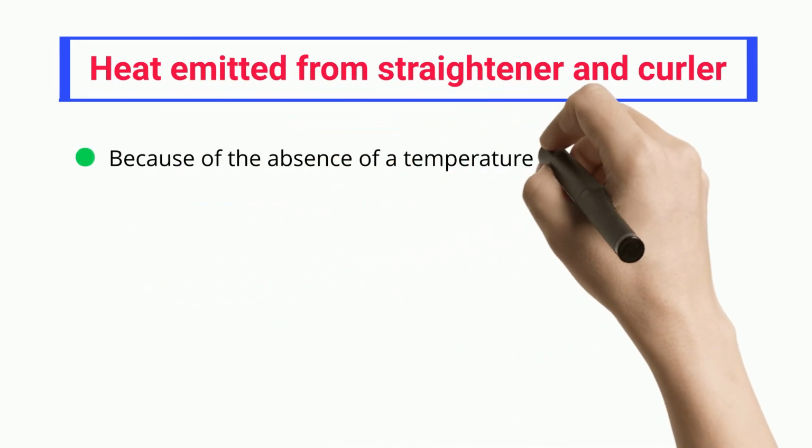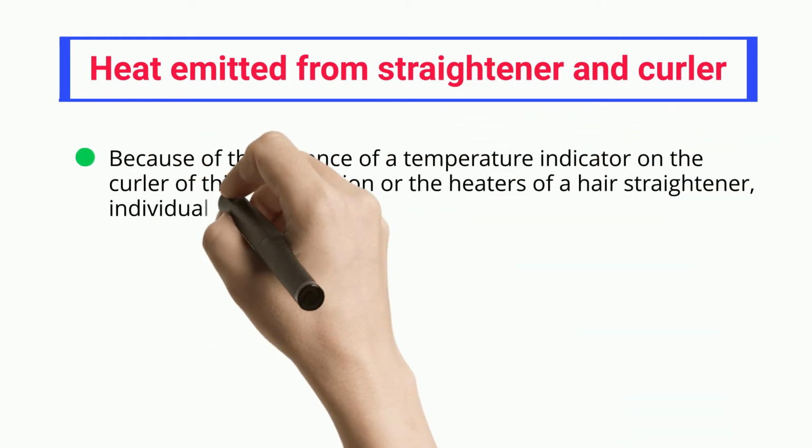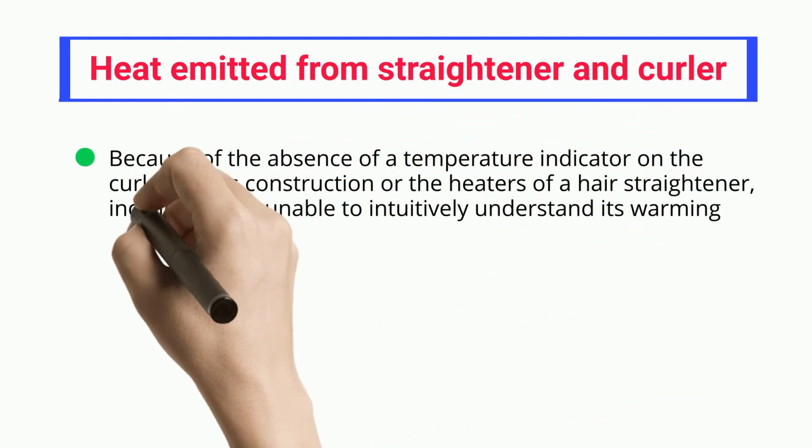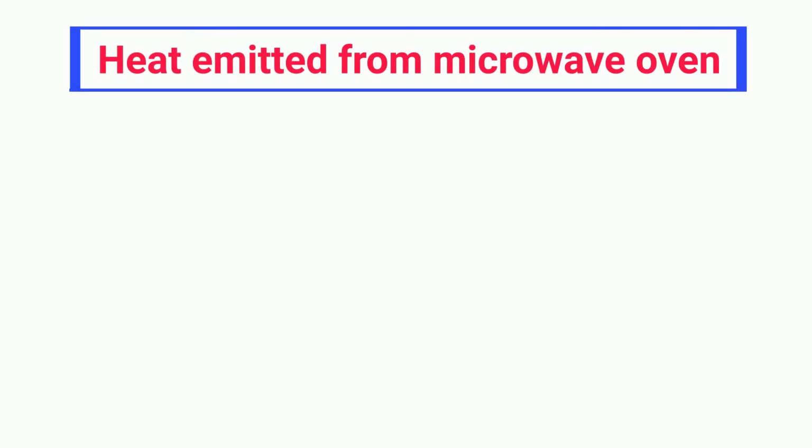Because of the absence of a temperature indicator on the curler of this construction or the heaters of a hair straightener, individuals are unable to intuitively understand its warming heat gear. Heat emitted from microwave oven.